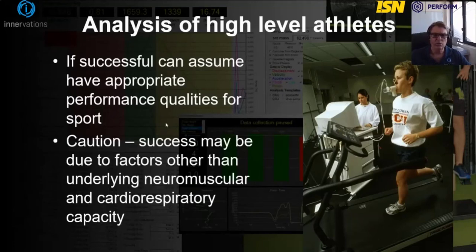It would be unusual, if not impossible, for an athlete to perform at the highest level unless they also had the underlying machinery, unless they had the underlying performance qualities.